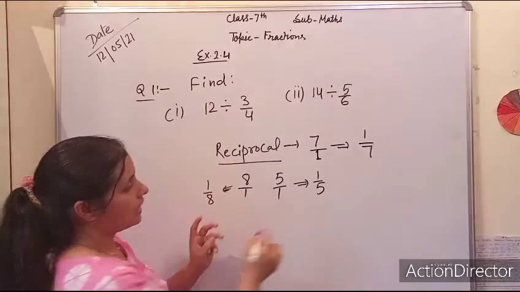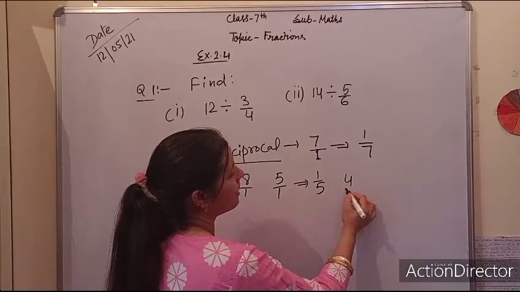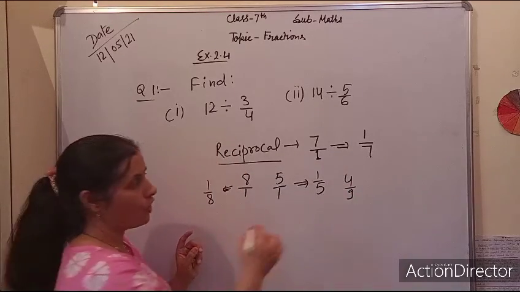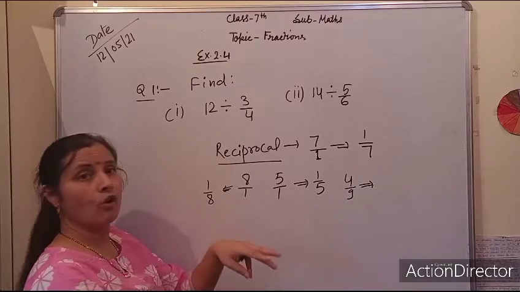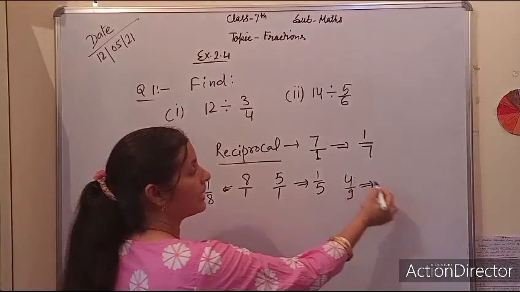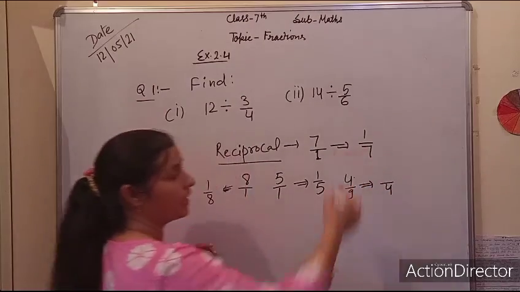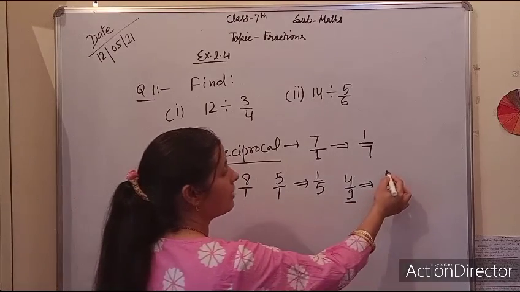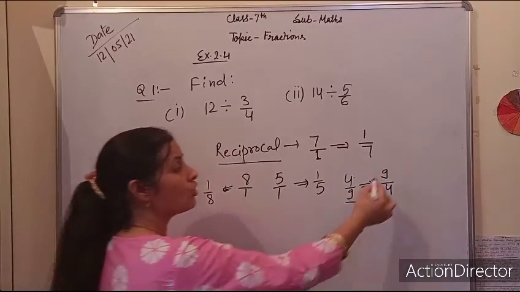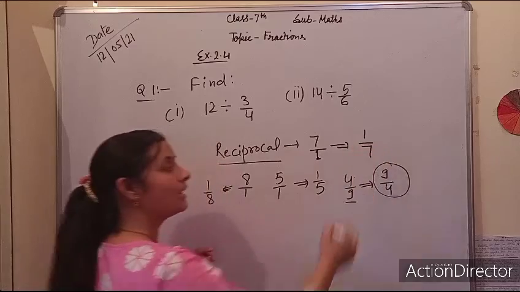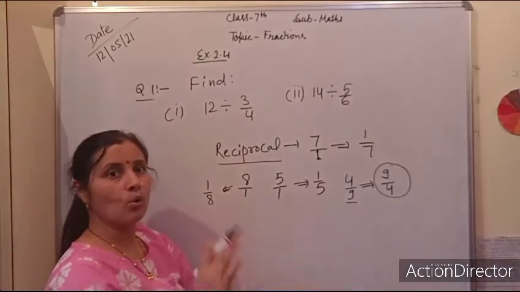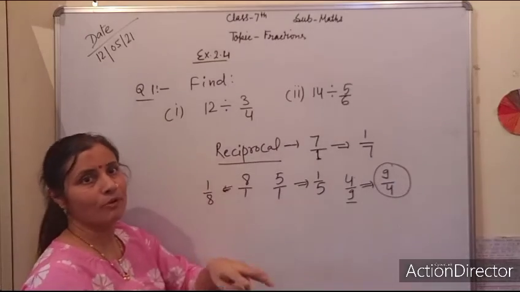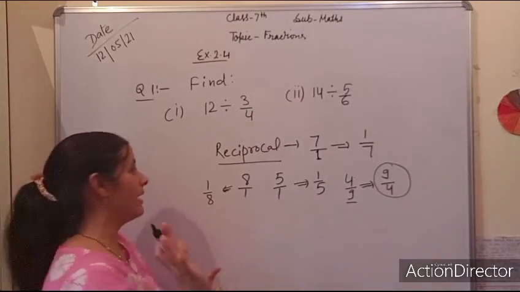Understood? Now, if we have a fraction like 4 upon 9, how to write its reciprocal? Here 4 is the numerator, so we will write it as the denominator. And 9 is the denominator, so we will write it as the numerator. So 9 upon 4 will be the reciprocal of 4 upon 9. Reciprocal is nothing but the ulta of a fraction, the opposite of a fraction. I hope you understand.